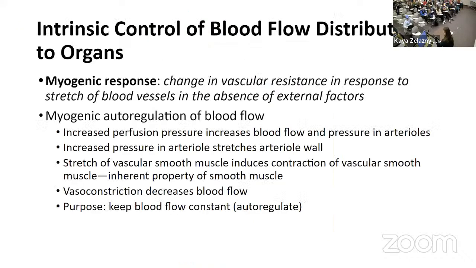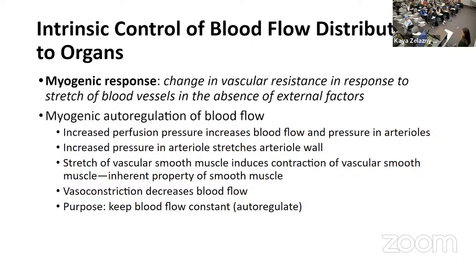So we're going to talk about our third type right now, which I almost think of as just a stretch response. So the myogenic response or myogenic autoregulation of blood flow is a response of the vascular tissue, of the smooth muscle, essentially in those blood vessel walls. Okay. So formally, it's a change in vascular resistance in response to the stretch of blood vessels in the absence of external factors. But what we're really thinking about is just kind of like they stretch, they kind of bounce back. Fundamentally, that's kind of what's going on with our myogenic response.